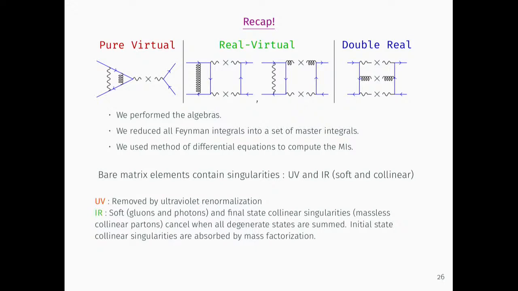And then we performed UV renormalization and IR. So all the soft gluons and photons and final state collinear singularities cancel when all degenerate states are summed. So when this gluon is soft, that cannot be distinguished from a gluon emitted from here because it's soft. Okay, so these are degenerate states. That's why when you sum them all together, all these soft singularities will go away, except for the initial state collinear singularities, which are absorbed by mass factorization, the Altarelli-Parisi splitting kernels.